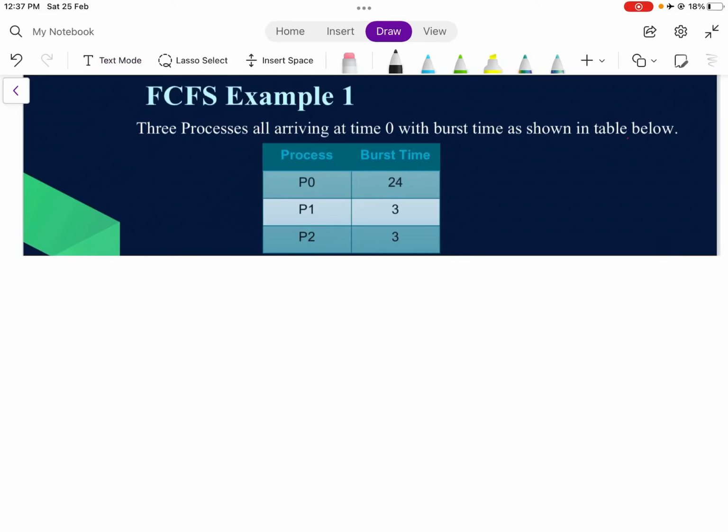So first is FCFS example 1. There are three processes, all are arriving at time 0 with burst time as shown. So what do you mean by arrival time?